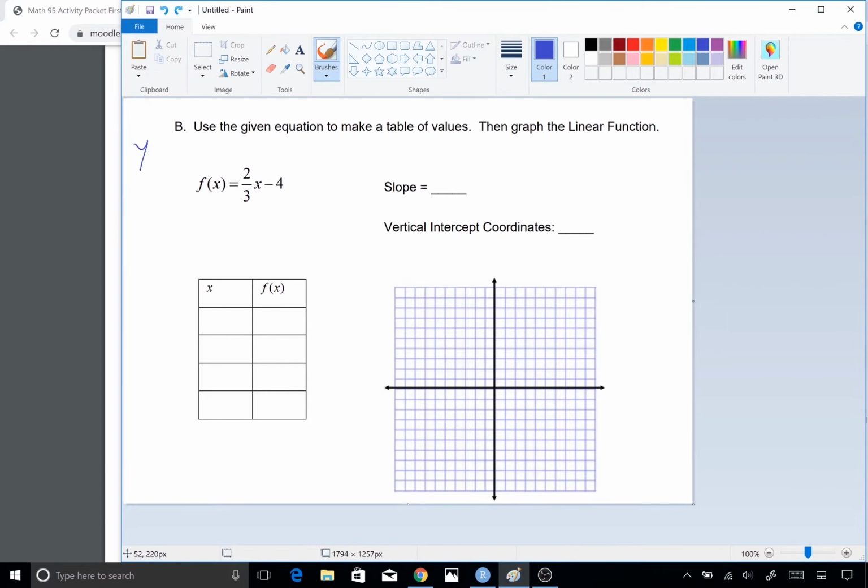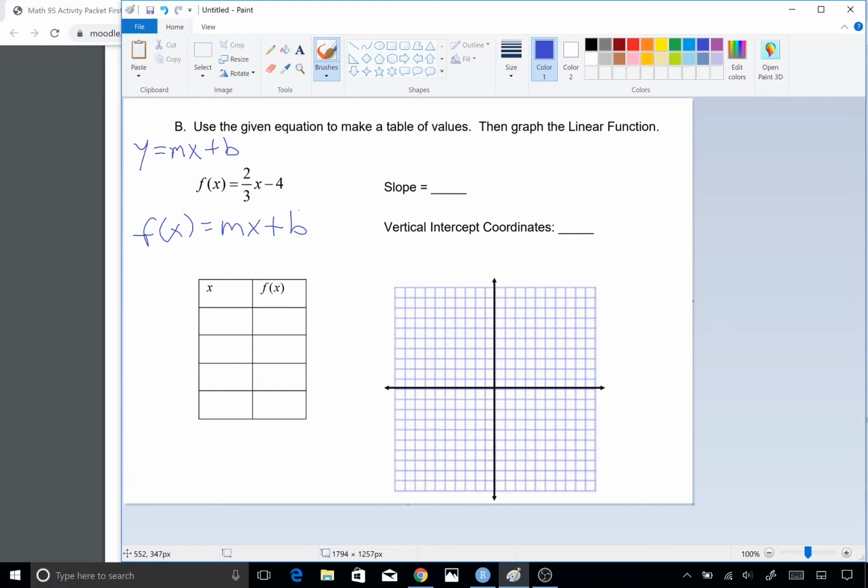Now, this linear form, y equals mx plus b, is a function. It has an input x and an output y. And whenever you see an equation in this form, you can think of it as a linear function. f of x equals mx plus b.